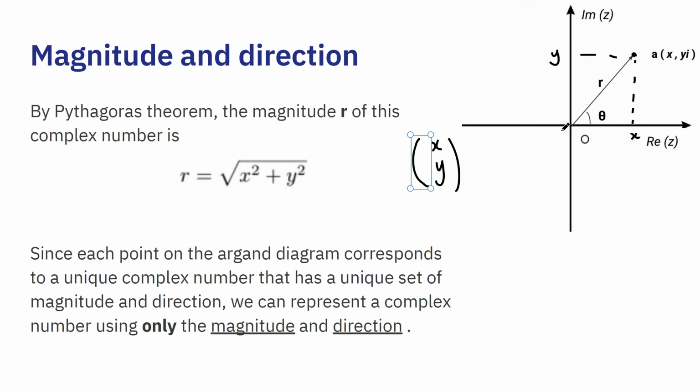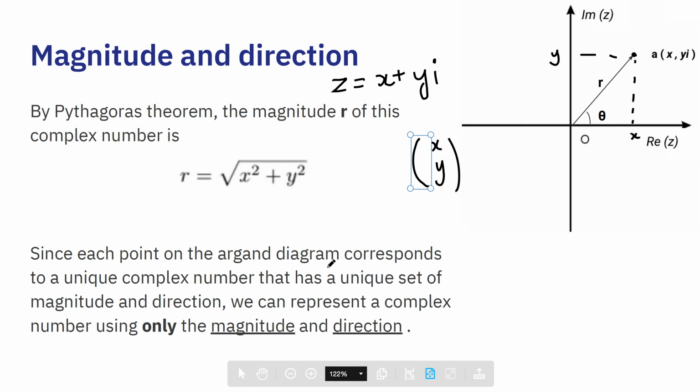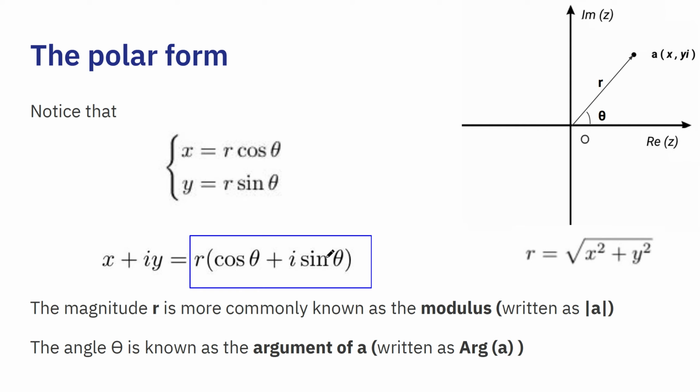So if we use Pythagoras theorem, the length of r is simply the square root of x squared plus y squared. And keep in mind, our complex number z is equal to x plus yi. Okay, so since each point on the Argand diagram corresponds to a unique complex number that has a unique set of magnitudes and directions, we can represent any complex number or distinguish between any two complex numbers using only their magnitude and direction.